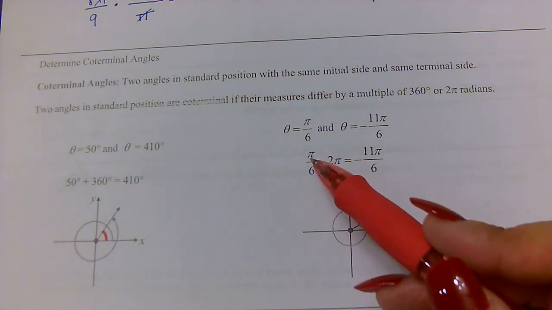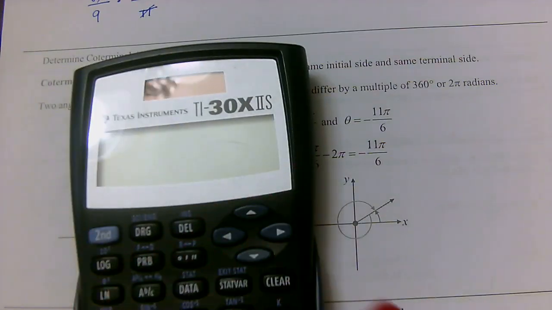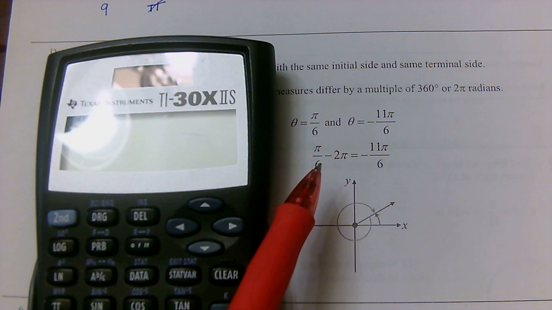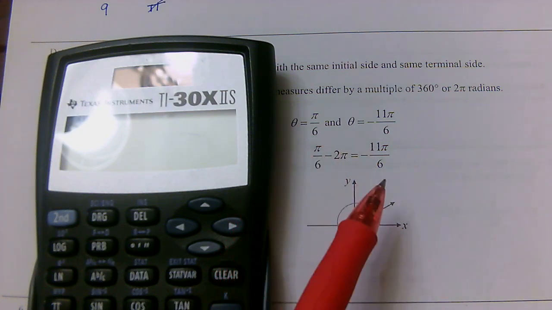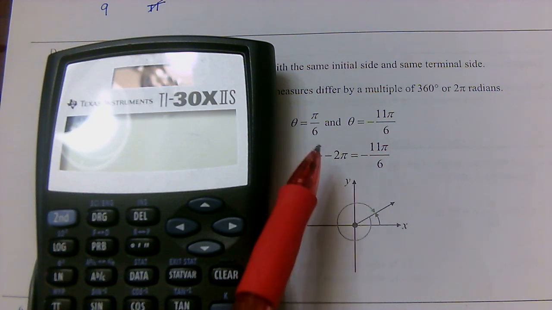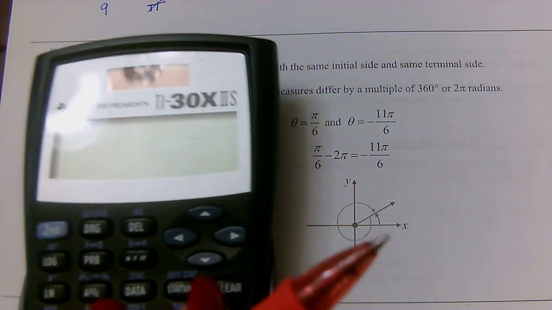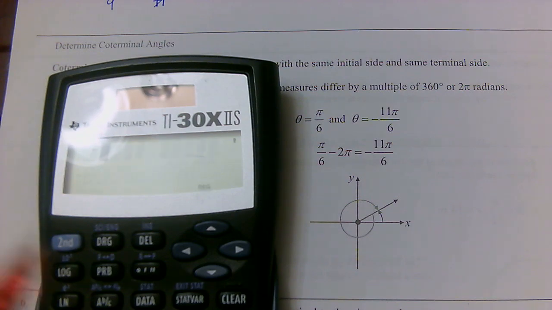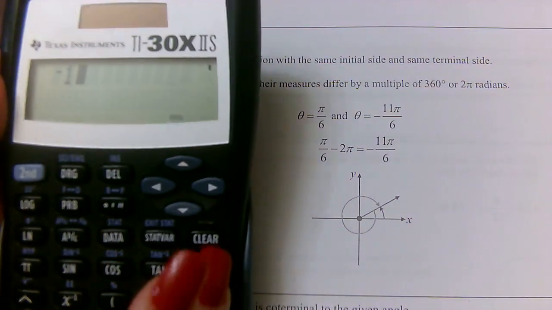So if I do pi over 6 minus 2 pi, and I'm going to do it on the calculator, this is how I do it. When you're doing radians and you're going from standard angles to coterminal angles or vice versa, you're always going to just leave out the pi. Okay, remember, pi is an irrational number. It can't really be used in the calculator. So they can, but you don't want to use that in the calculator. So I'm going to start with the 1/6. I'm just going to use a fraction.